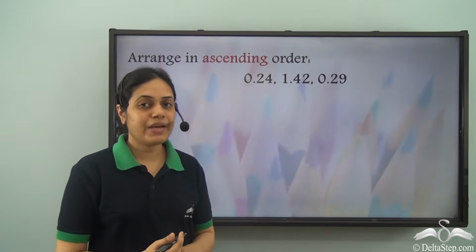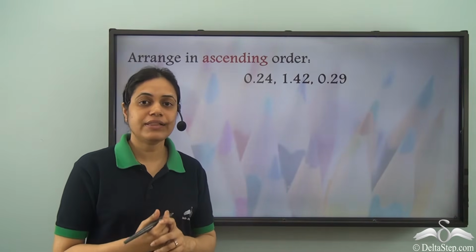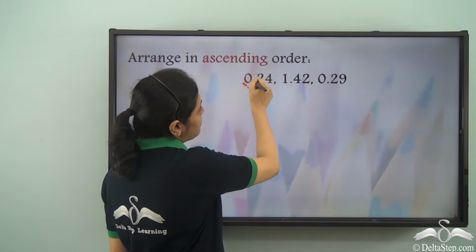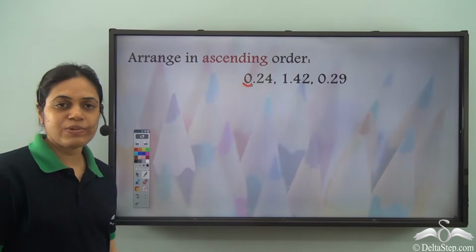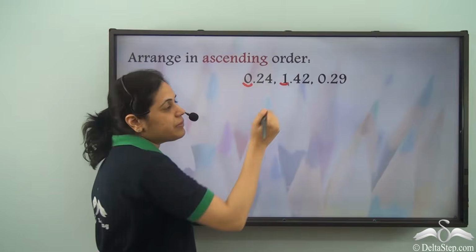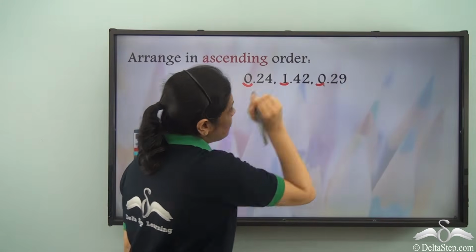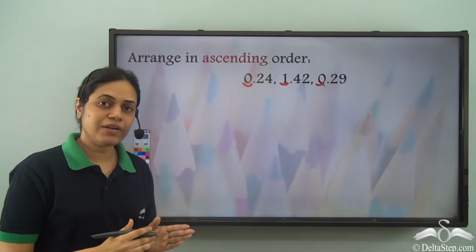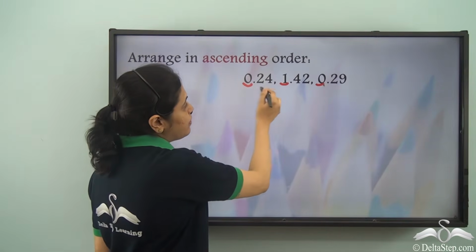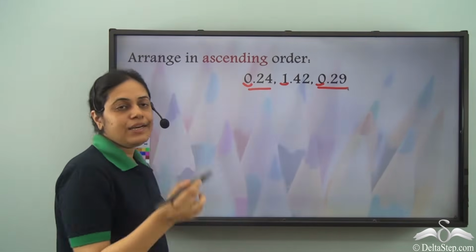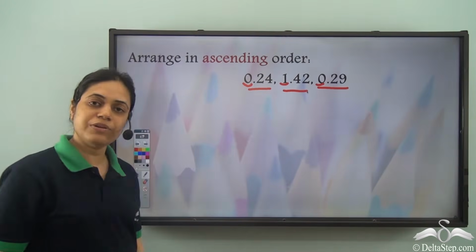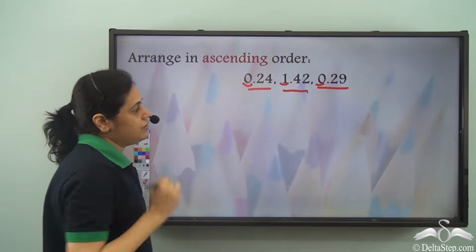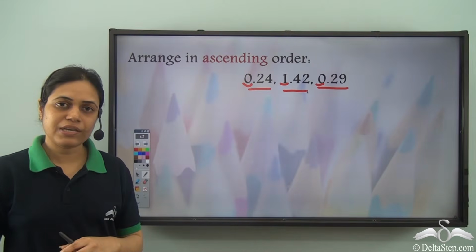First, in order to compare these numbers, I need to look at the digits to the left of the decimal point. So in this number, the digit to the left of the decimal point is 0. In this number, it is 1. And in this number, it is 0. Now I know that 0 is less than 1. So these two numbers will definitely be less than this number. So this is the greatest number among these three.